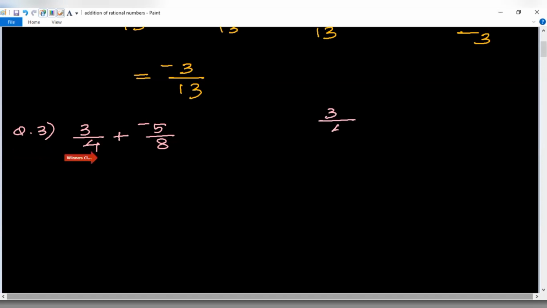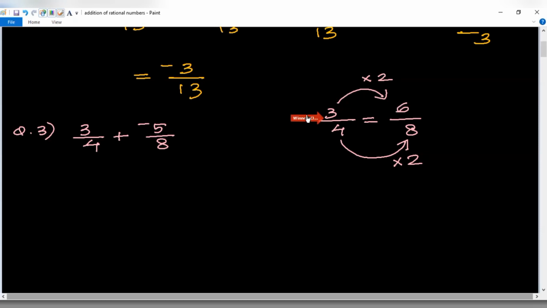So 3 by 4, we can convert it with denominator 8. See, 4 is multiplied by 2 to become 8. Then the same operation we have to do in the numerator part as well. So we have to do 3 into 2, just like we are taking equivalent fractions. So 3 into 2, 6. So in place of 3 by 4, we can write it as 6 by 8. So here we will write it as 6 by 8 plus negative 5 by 8.